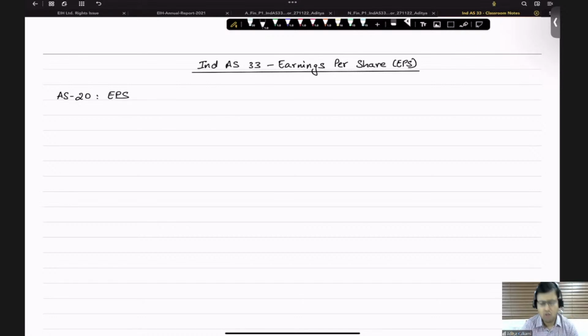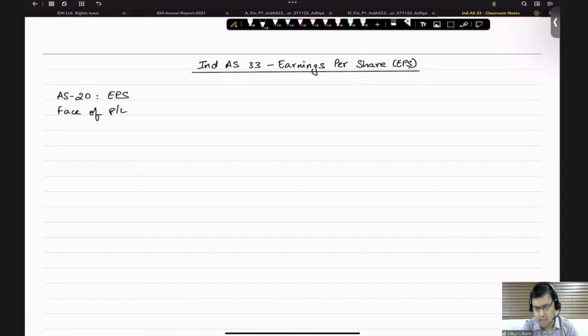Coming back, this is a very important standard from an examination perspective, and practically also, this is one of the key figures in your financial statements. So where do we show this EPS? Well, it is shown on the face of the P&L. So it is such a critical figure. Matlab it's not just hidden somewhere in the notes, it is visible on the face of the P&L.